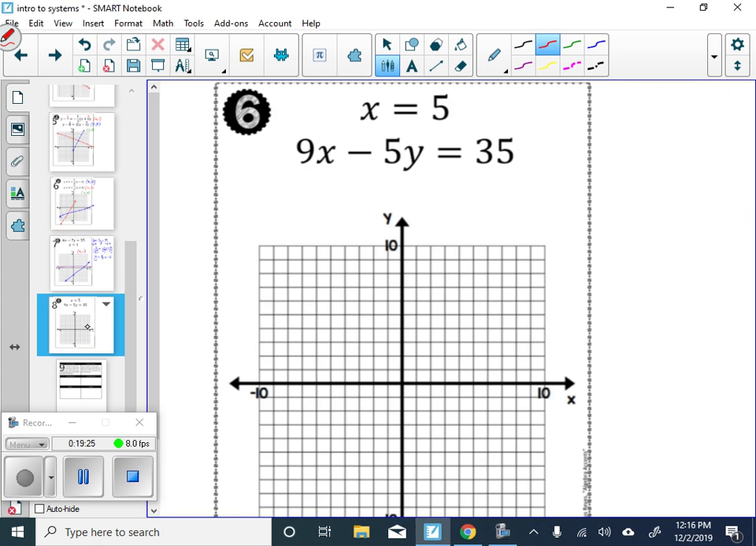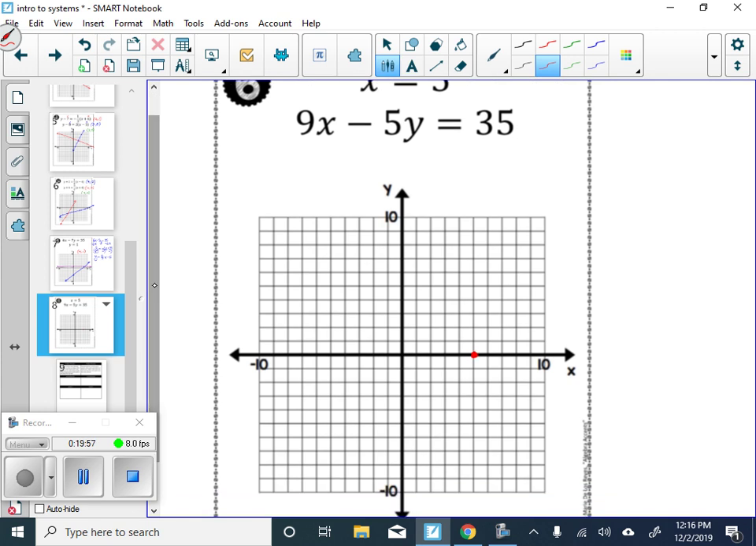Okay, the very last one in this booklet says x equals 5 and 9x minus 5y equals 35. So x equals 5. When we talked about what happens with a y equals, it has to pass through the y-axis at that point. So what does this one mean? It has to go through the x-axis at positive 5. So let's find positive 5 on the x-axis, and I need my line to pass through that. So what kind of line is that going to make? Vertical. What do you know about the slope of a vertical line? Undefined every time. Horizontal line is always 0. Vertical line is undefined.